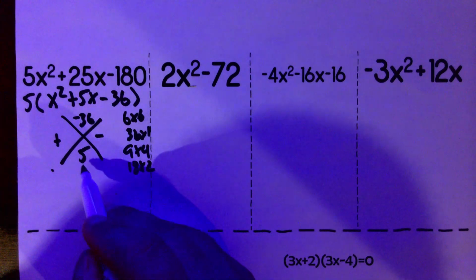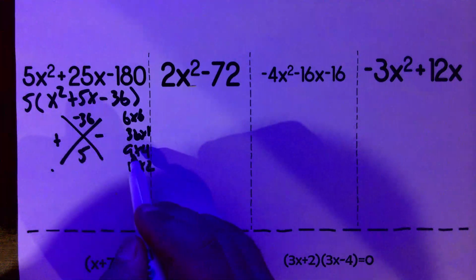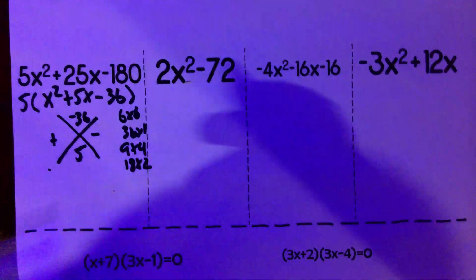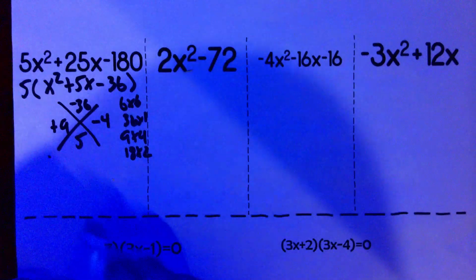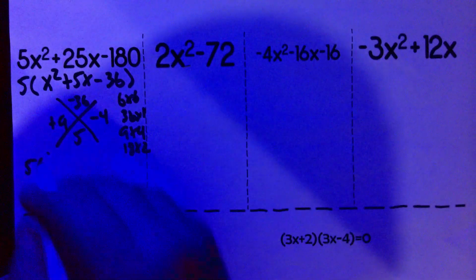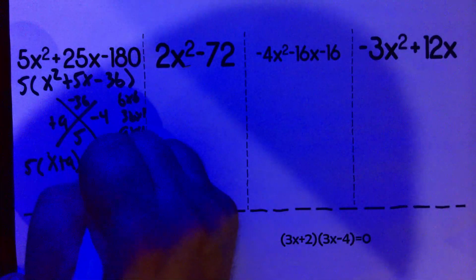And right here, this tells us that 9 has to be the bigger number, so it's got to be the positive number, because when you add it to negative 4, it needs to win. So this is 9 and negative 4. All right, so we're going to write ourselves now the factored form of this. This is 5 times x plus 9 times x minus 4.